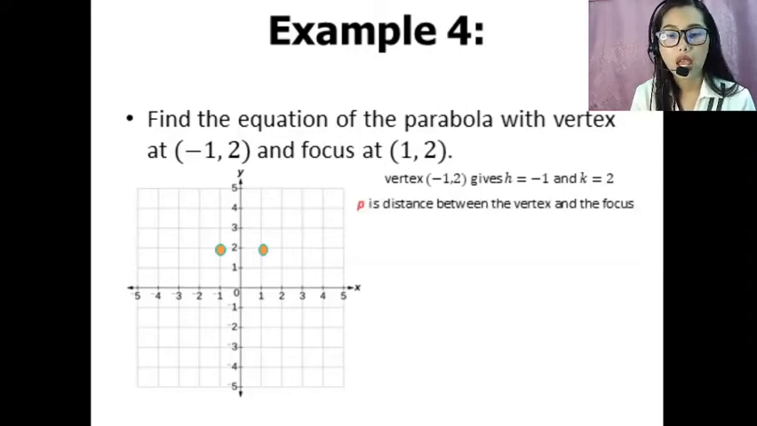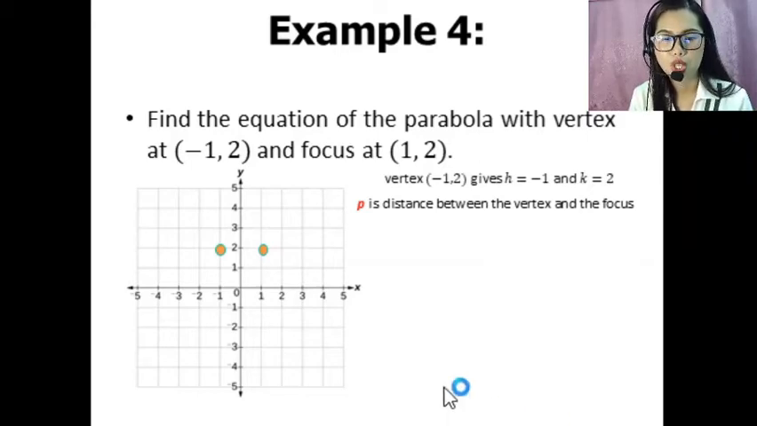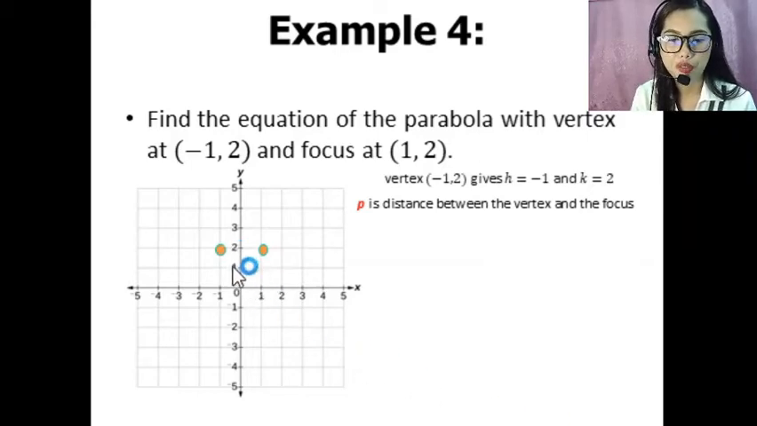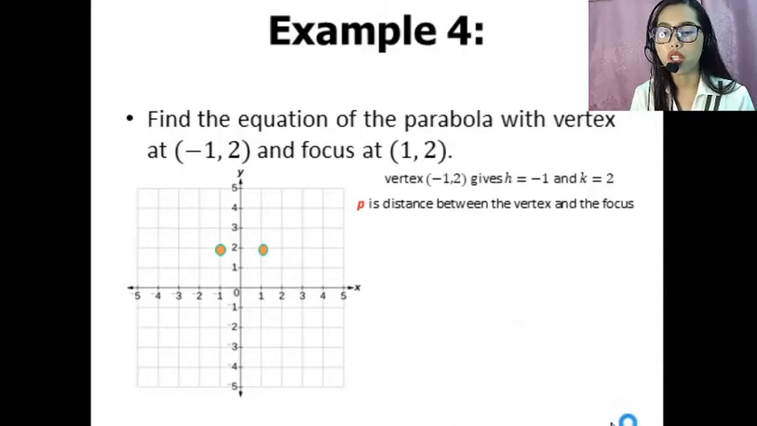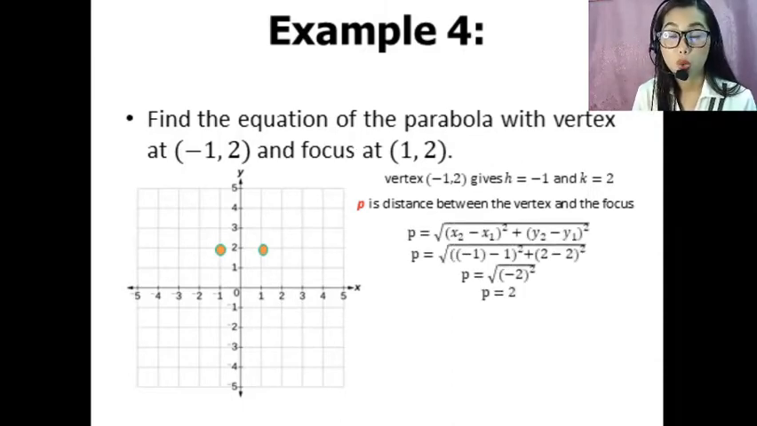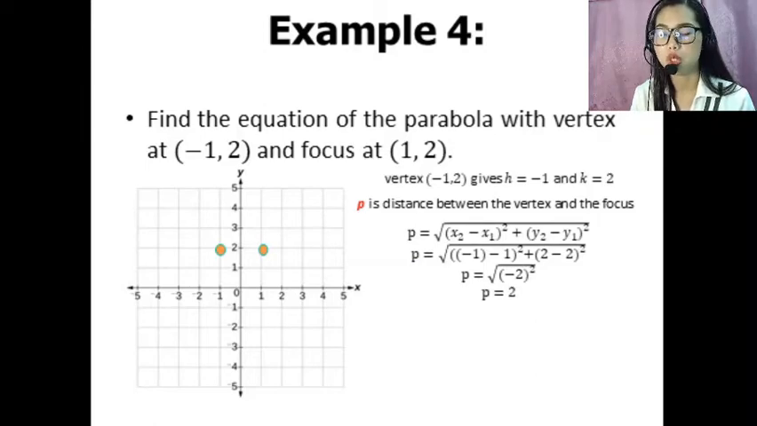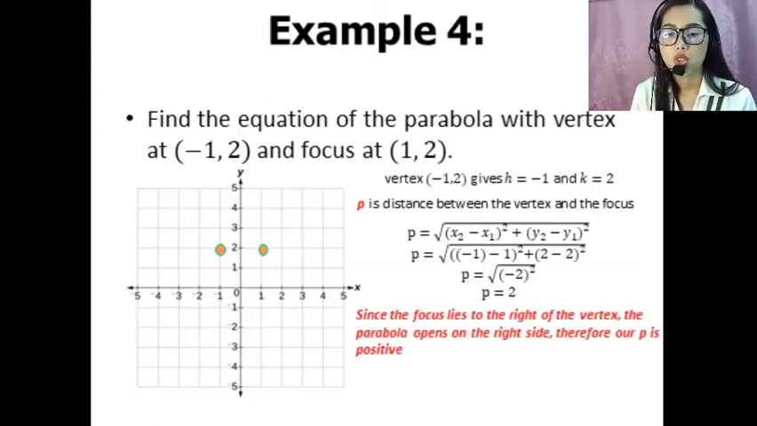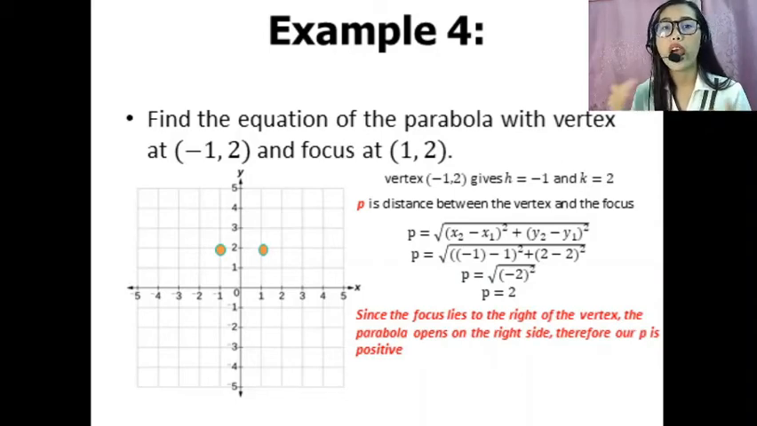And again, p is the distance between the vertex and the focus. So, try to count the grids. You have 1, 2. Our distance is 2. Using the distance formula, you will still have the same answer, which is 2. Since the focus now lies to the right of the vertex, the parabola opens to the right, which means our p is positive.